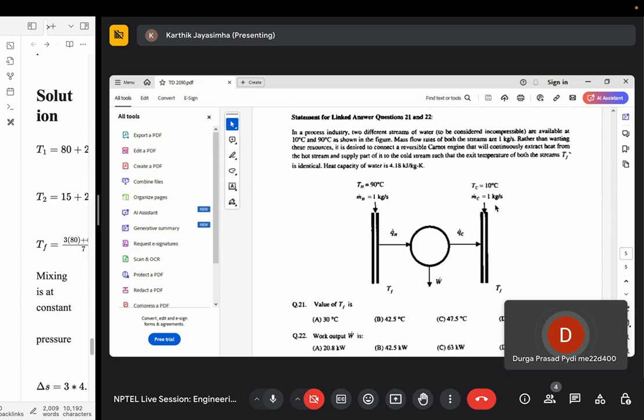Now you have to do the second part. You have to integrate the same thing that we have done till now. So your integral of QH by TH minus QC by TC should be equal to 0. Basically you apply your process inequality where QH is mCp dTH and QC is mCp dTC.